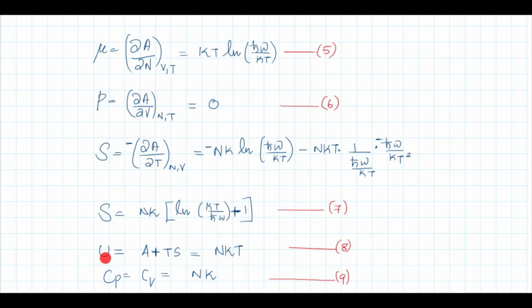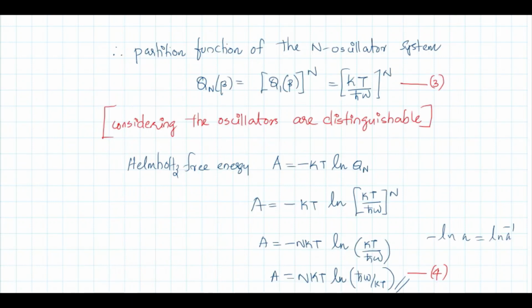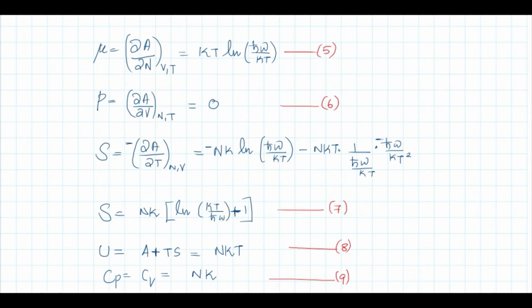Now you can calculate the internal energy U, and it is given by A plus TS. We already have an equation for A and an equation for S. Substituting that, you can find it as NkT. It is very simple. Multiply this S with the T, then you will get an NkT, and the first term will cancel with this A. They are of the same sign, but in the logarithm they are opposite. H ν by kT is here, so here it is kT by h ν. So by taking a negative sign, you can write this as h ν by kT, and that term will cancel with the term in A.